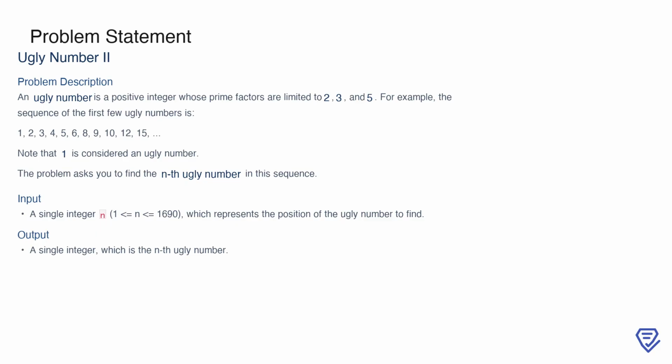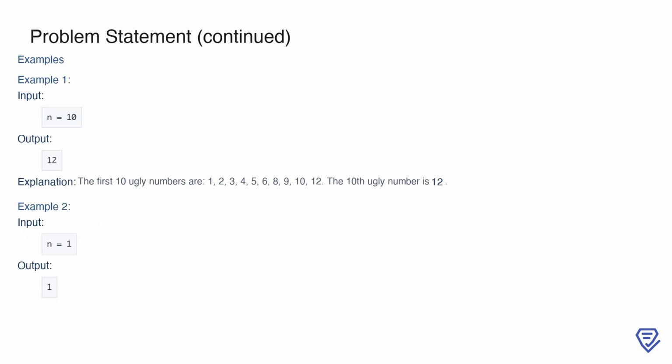The task in this problem is to determine the nth ugly number in this sequence. For example, if n is 10, the 10th number in the sequence is 12. You will be given an input, n, which represents the position, and the output will be the corresponding ugly number at that position. Let's look at some examples to clarify the task.